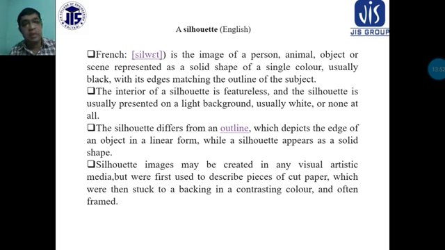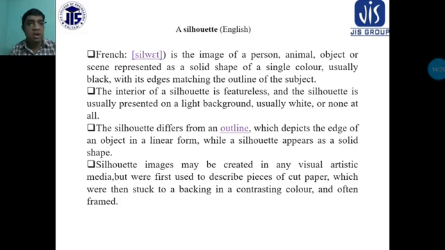Another thing: the interior of a silhouette is featureless. A silhouette is usually presented on a light background, usually white or none at all. Dark backgrounds are not used for a silhouette; it is usually white or none at all.